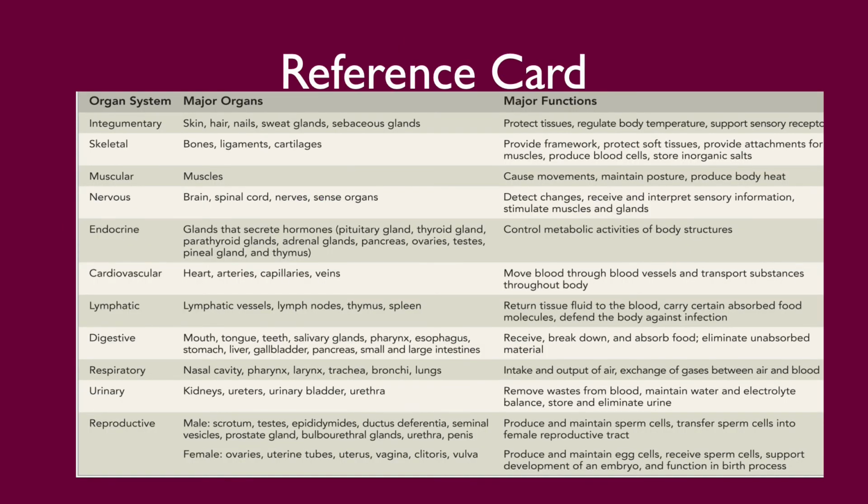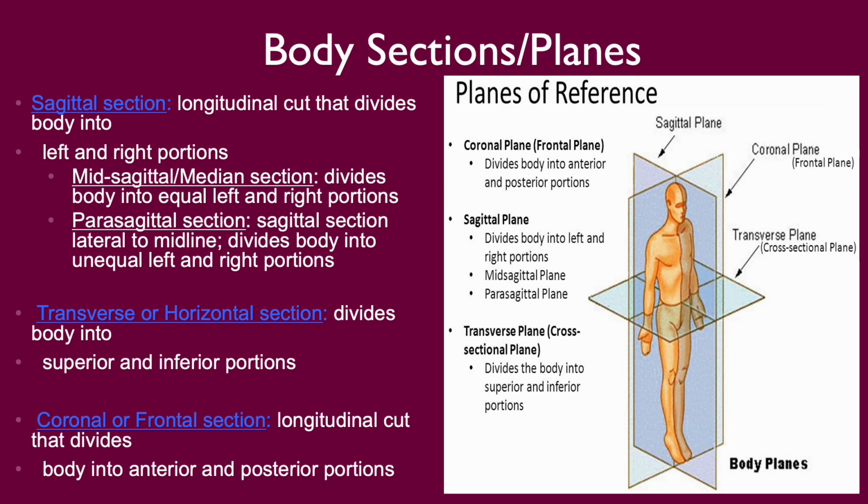Here I found a little reference of all the organ systems. Here they have the major organs and the major functions. This is for your reference. You can copy it down. You can take a picture. That's another resource. Body sections and planes. This is very important because when reading, you're going to find a lot of terms that are being used as far as positioning. This is very important. Please memorize, study this. This will help you a lot.